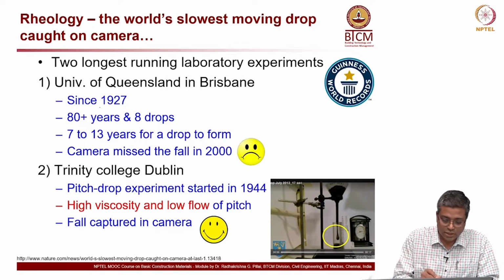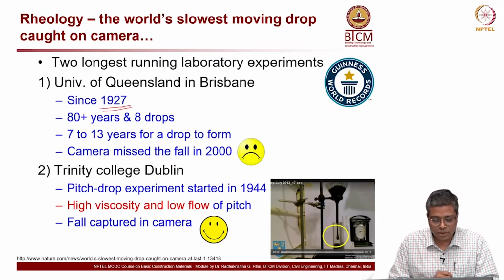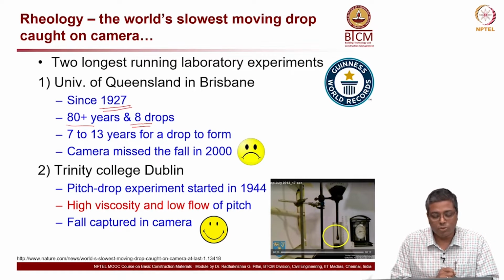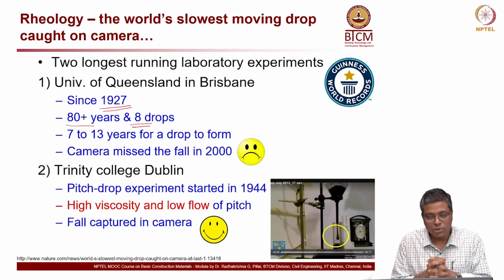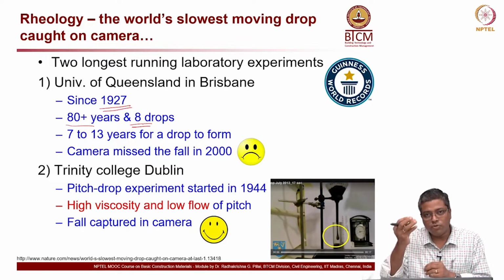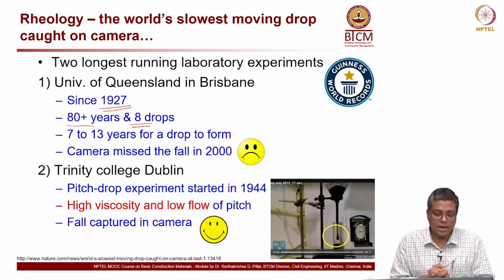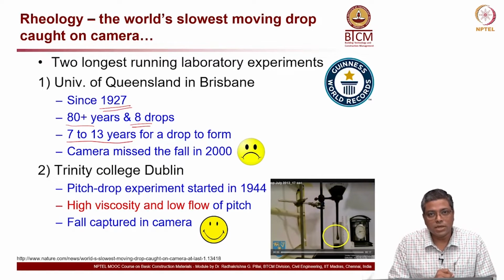The first experiment was started in 1927 at the University of Queensland in Brisbane. Eighty-plus years have passed, now 90-plus years, and only 8 drops have formed. In that experiment, they put bitumen, or tar, and allowed it to form a drop and fall by itself, without applying any force. So, it is all under gravity load. How long does it take for each drop to form? About 7 to 13 years.